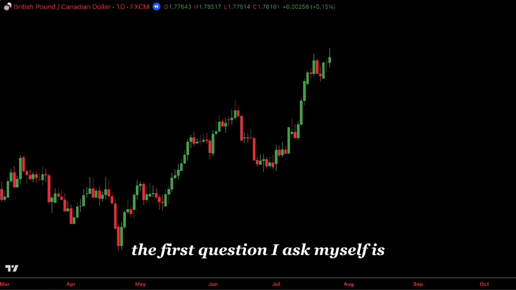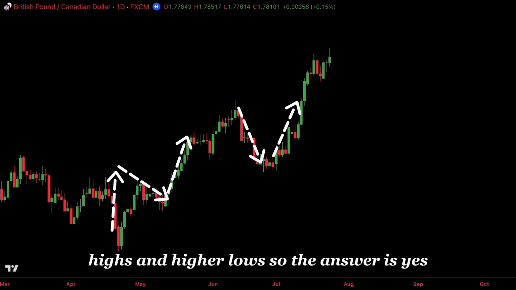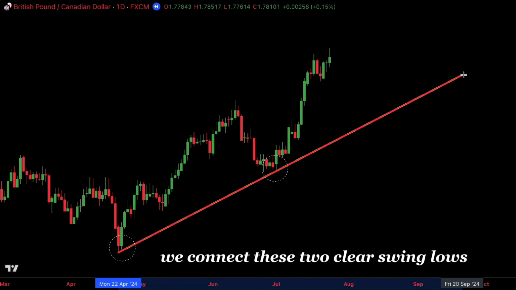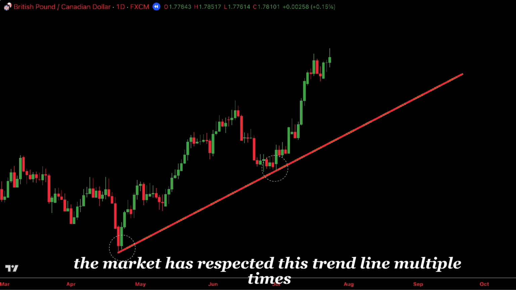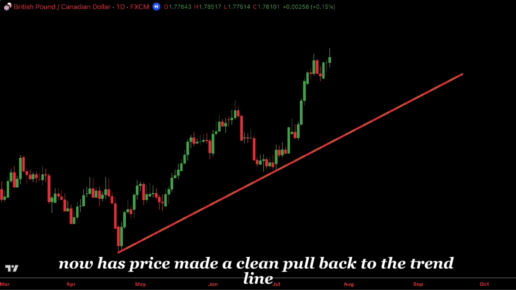The first question I ask myself is, is the market in a strong trend? As you can see, the market is making a series of higher highs and higher lows, so the answer is yes. Next, is the trend line valid? We connect these 2 clear swing lows, and as you can see, the market has respected this trend line multiple times without forcing it to fit the price. Now, has price made a clean pullback to the trend line?